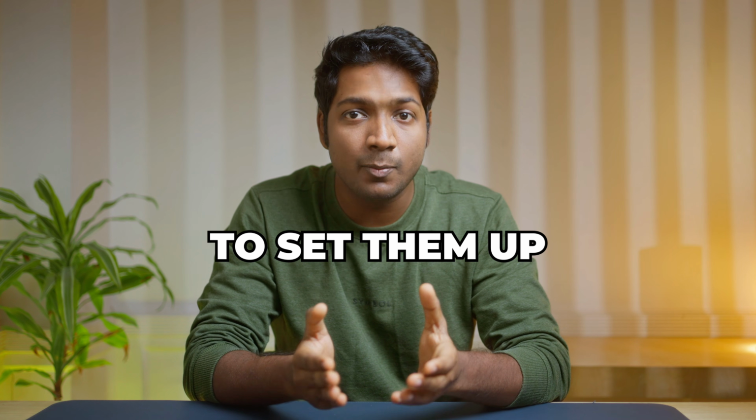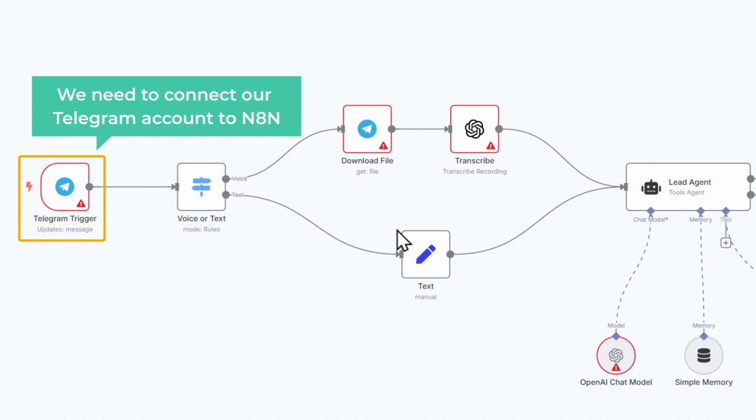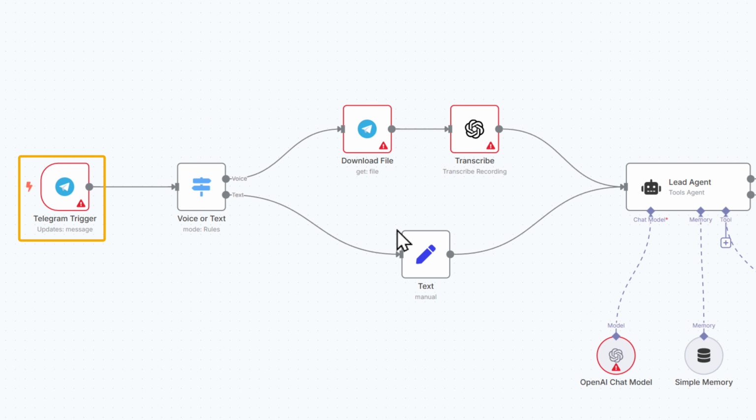So we are going to set them up one by one, starting with the Telegram trigger node. So to set it up, first we need to connect our Telegram node to n8n. To do that, we'll create a new credential. So let's open the node.